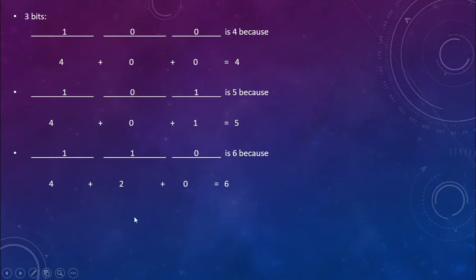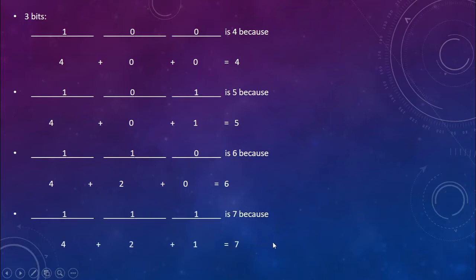The pattern continues. 1, 1, 0. You put 0 here. This 1 in the second bit here represents a 2. And this one in the 3rd bit represents a 4. So 4 plus 2 plus 0 is 6.